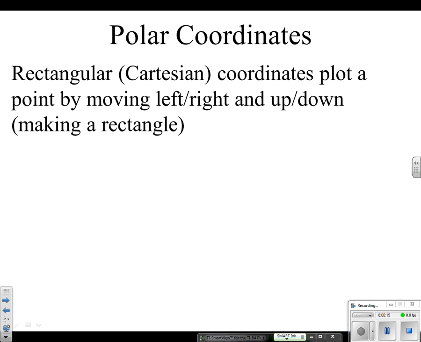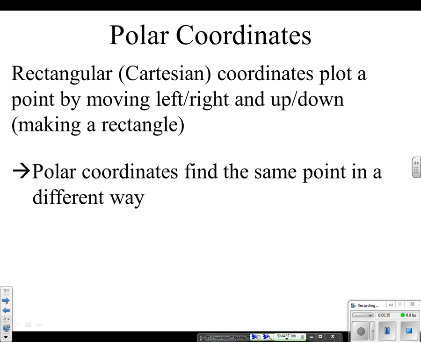So when we did rectangular coordinates, also called Cartesian coordinates, we would plot a point by using an x and y coordinate. X would tell us how far to go left and right. Y would tell us how far to go up and down. And so when we do that, we would create a rectangle. That's called rectangular coordinates. Polar coordinates are another way to find the same point, but finding it in a different way.